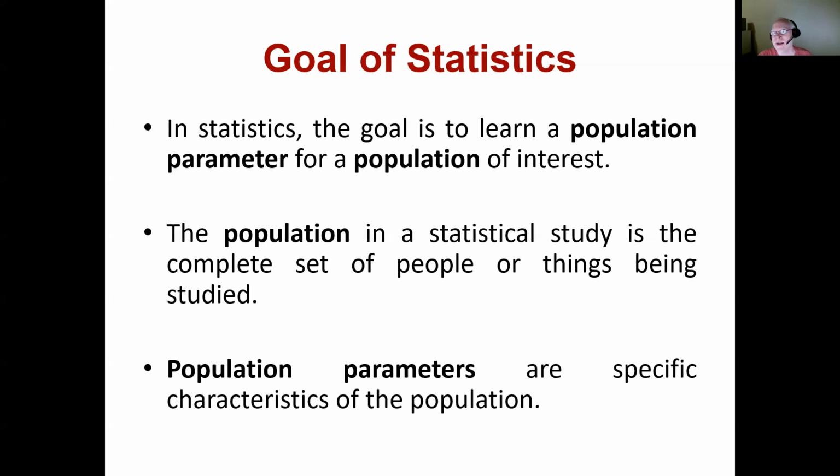And then we could take averages of it. So the average age of everyone in Quebec would be the population parameter for the population of people living in Quebec. If we only had the age of people living in Montreal, and we took the average of that and said the average age of people living in Montreal is X years, we'd have the population parameter for those living in Montreal, but not for those living in Quebec. So when we're talking statistics, the goal is to learn some characteristic of a population. The population parameter is a specific characteristic. So the goal of statistics is to learn some characteristic for a population of interest, whatever that may be in your particular study.